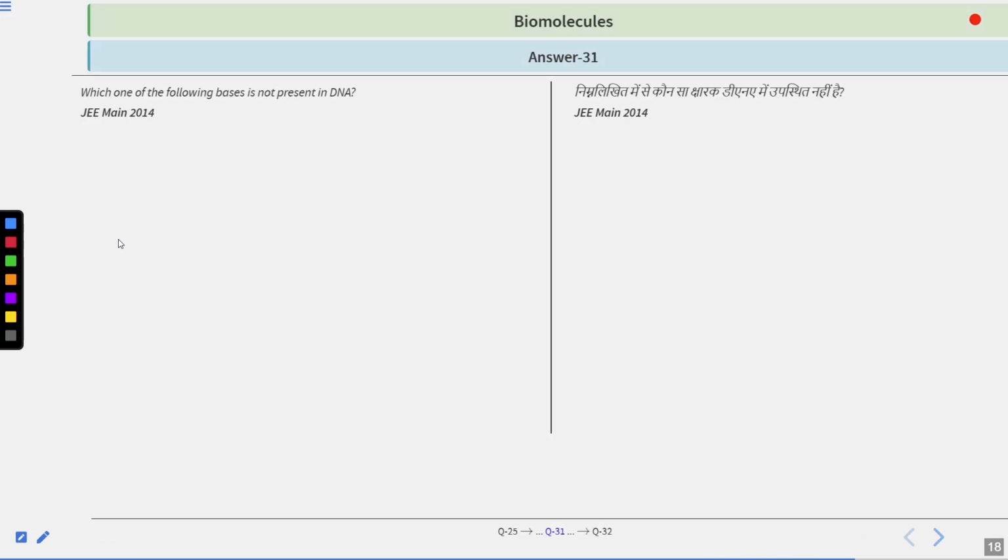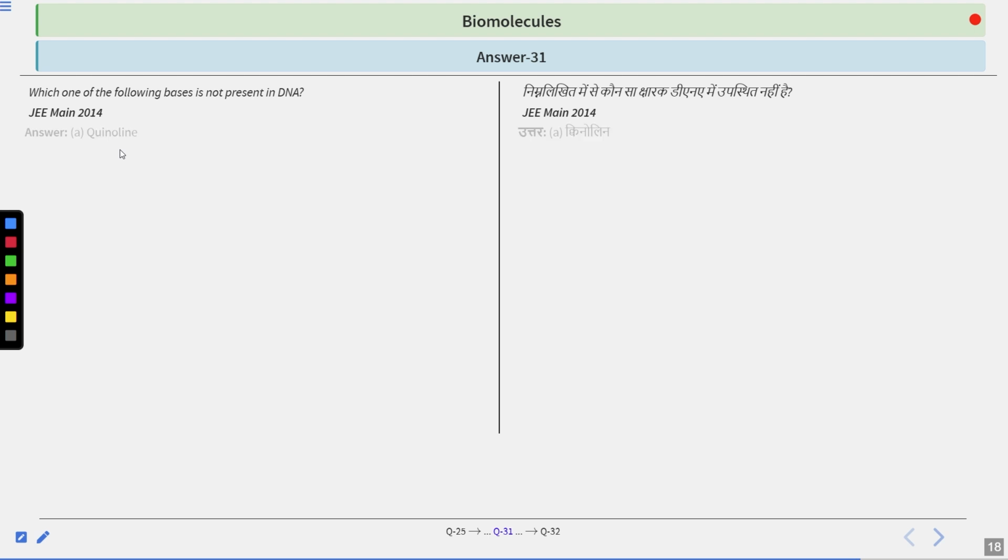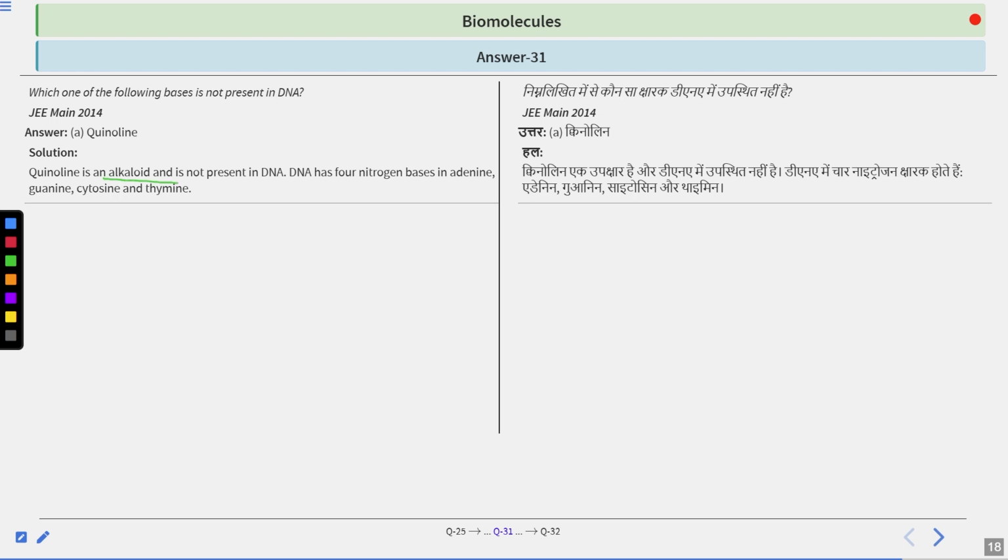Okay, let's see. The correct answer for the given question is option A, that is quinoline. So quinoline is an alkaloid and is not present in the DNA. DNA has 4 nitrogen bases: adenine, guanine, cytosine and thymine. So we have asked which of the bases is not present in the DNA structure. The base which is not present in the DNA structure is quinoline because it is an alkaloid and it is not present in DNA. DNA has only 4 nitrogen bases, which are adenine, guanine, cytosine, and thymine. The quinoline is absent. So from the given options, we have our correct answer as option A, that is quinoline.